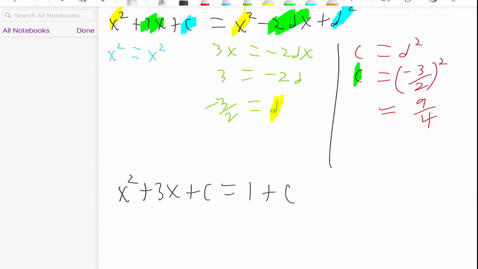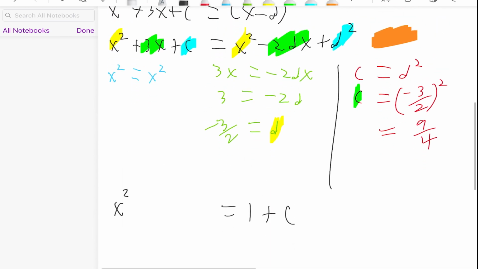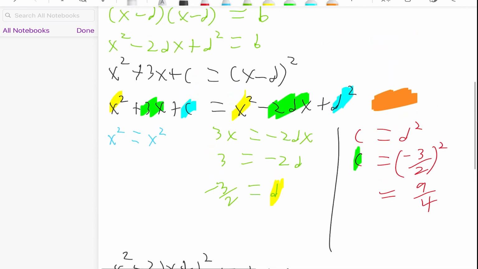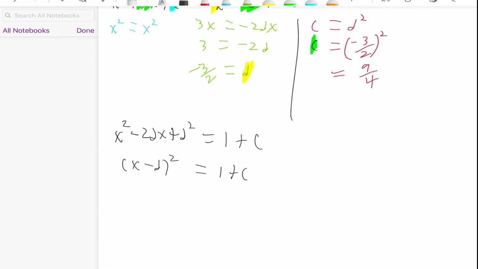Now, we know that x squared plus 3x plus c is equal to x squared take 2dx plus d squared, right? As we did over here. So we're going to substitute that part in. Take 2dx plus d squared. And we know this is the formula for the perfect square. So now we can do another substitution. X take d squared is equal to 1 plus c. And now we just sub in our numbers and we're done.